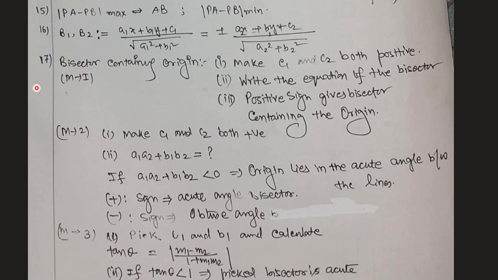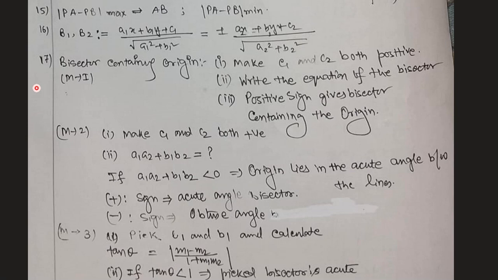To find the bisector of the two lines, you have to take the formula (a1x + b1y + c1) divided by root over a1 square plus b1 square is equal to plus minus (a2x + b2y + c2) divided by root over a2 square plus b2 square. Now if you are going to calculate the angle bisector which contains the origin, you have to make c1 and c2 both positive. After making them positive, write the equation of the bisector. In this case, if you choose the positive sign, then it will be the bisector which contains the origin.